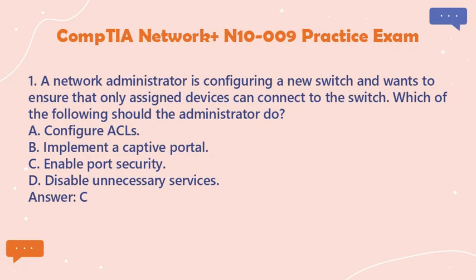1. A network administrator is configuring a new switch and wants to ensure that only assigned devices can connect to the switch. Which of the following should the administrator do? A. Configure ACLs. B. Implement a captive portal. C. Enable port security. D. Disable unnecessary services. Answer: C.